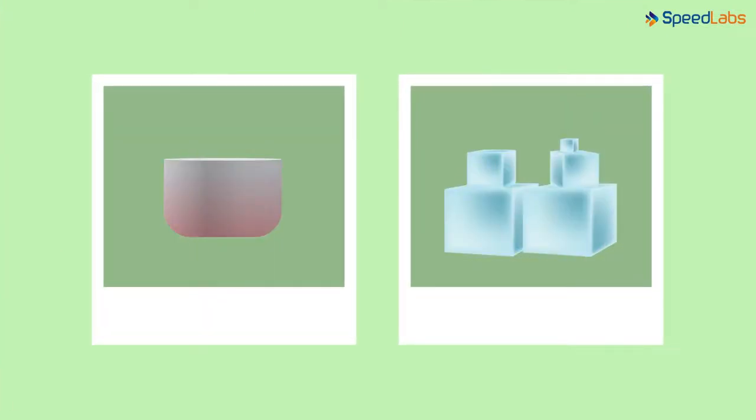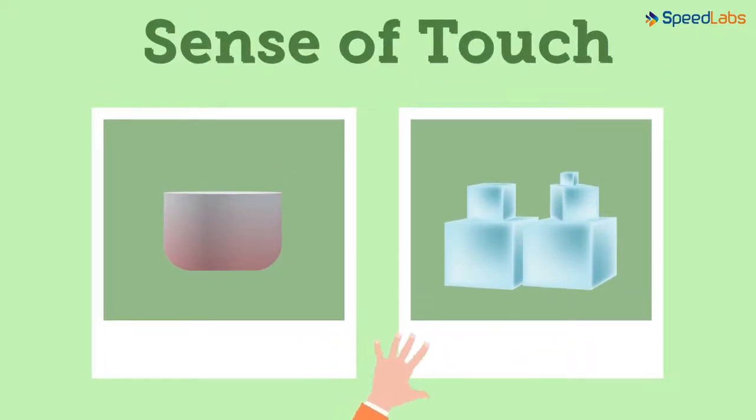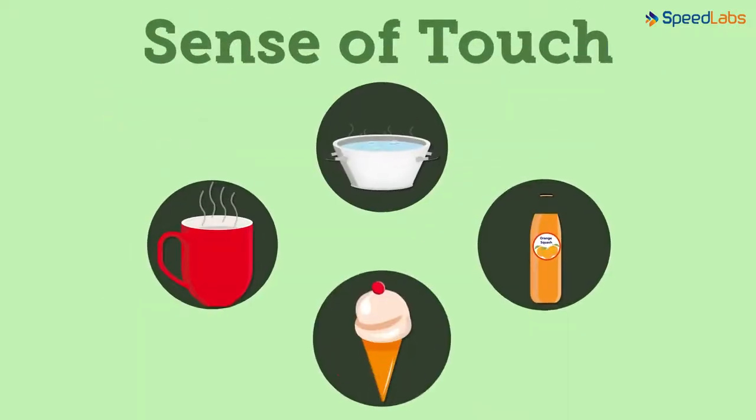Let me ask you a question. How do we come to know if anything is hot or cold? It's simple. We can feel the heat through our sense of touch. We come across many objects in our daily life. Some feel hot, while others might not feel so.